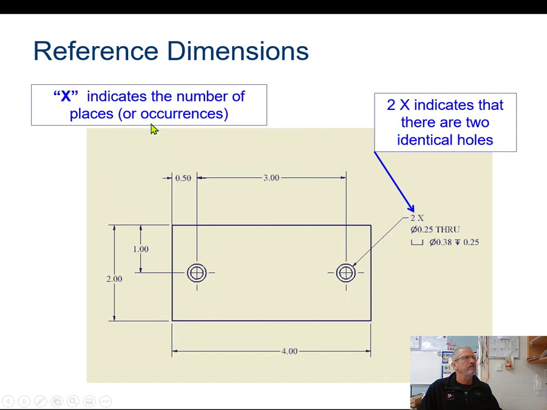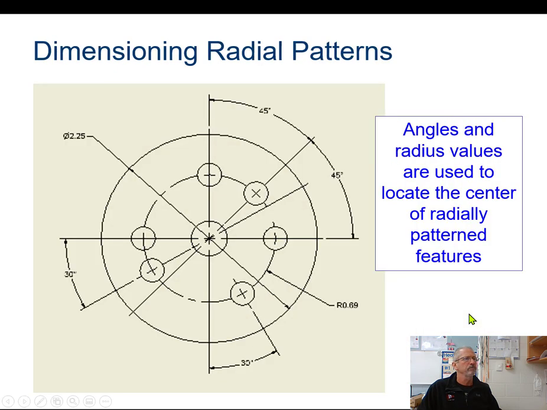All right, X indicates the number of places. So here, 2X, diameter of .2500 through, with a counterbore that is 3/8 that is going to be 1/4 inch deep. And it says 2X, that means for both holes. Okay, very simply, it just creates it for both holes there.